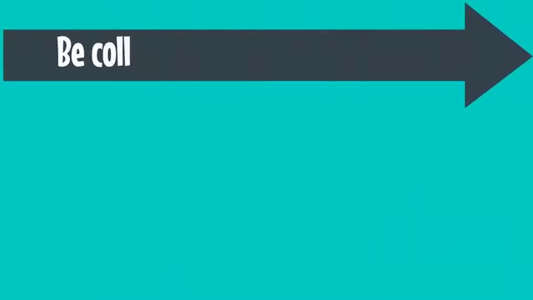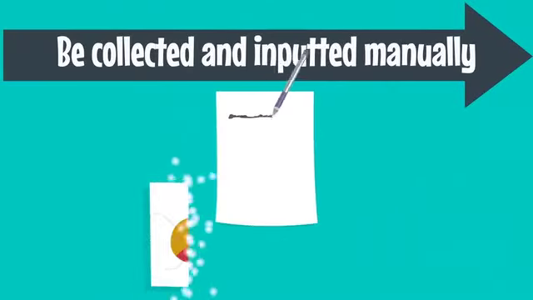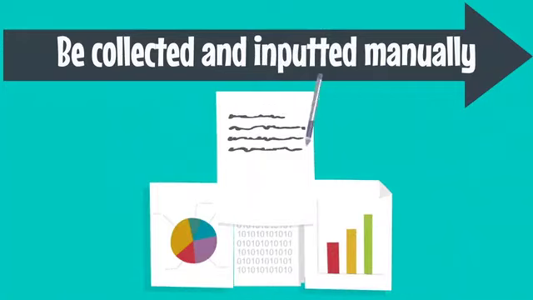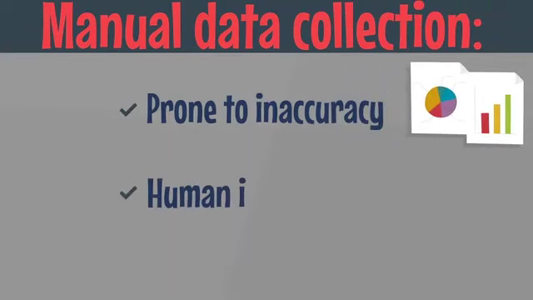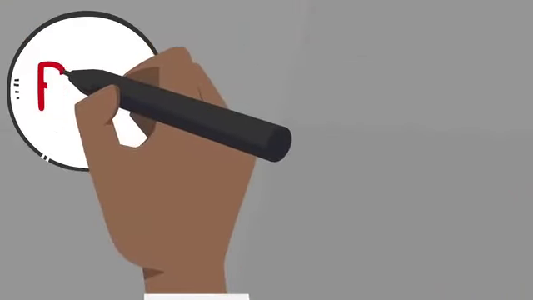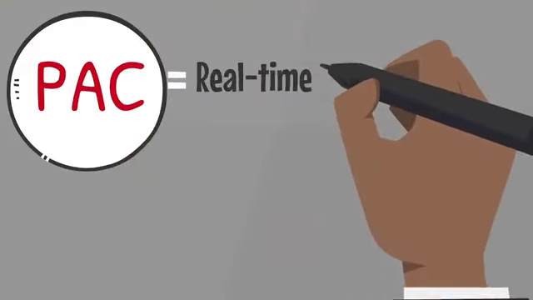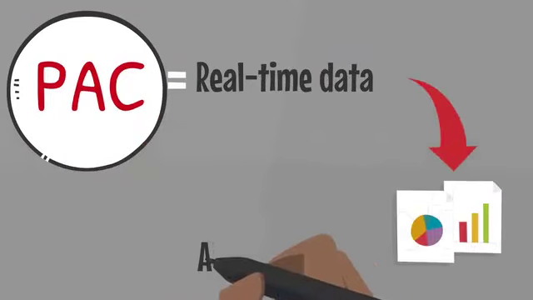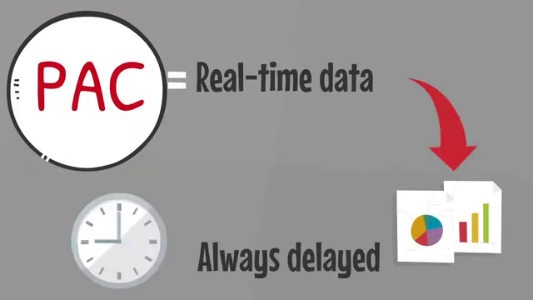Of course, shop floor control systems are only as good as the information that is inputted. Data can be collected and inputted manually or through automated means. Manual data collection will always be prone to inaccuracy. This method relies completely on human intervention to record events as they occur in the factory. Because PAC relies on accurate real-time data, the very nature of manually inputting data is that it is always delayed.